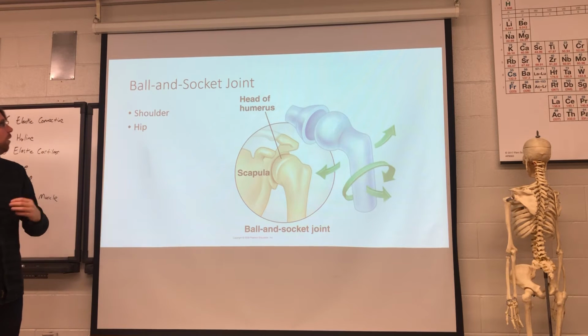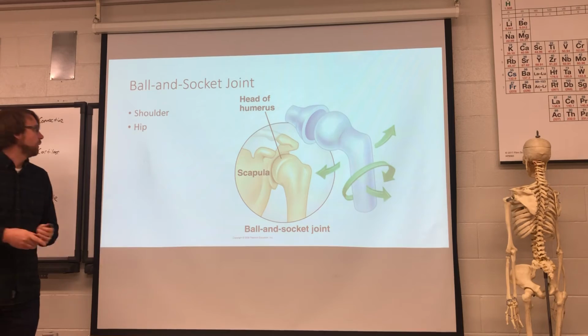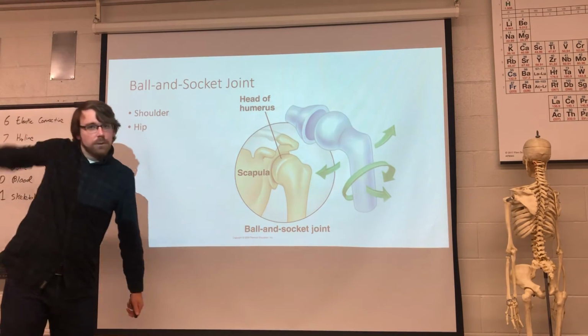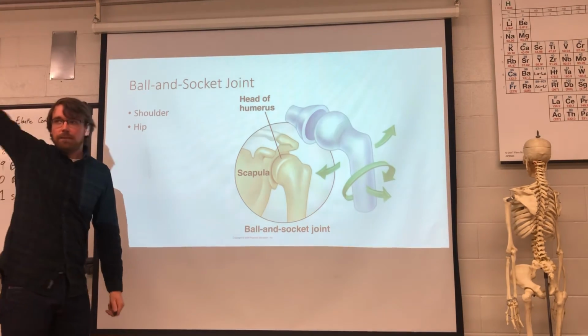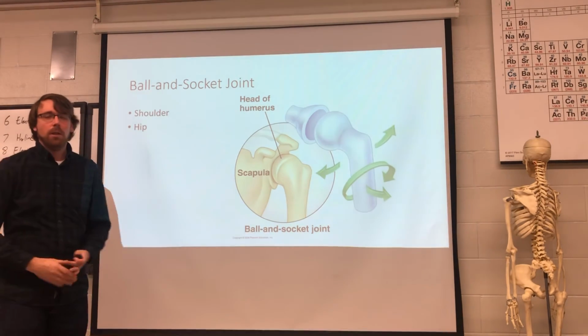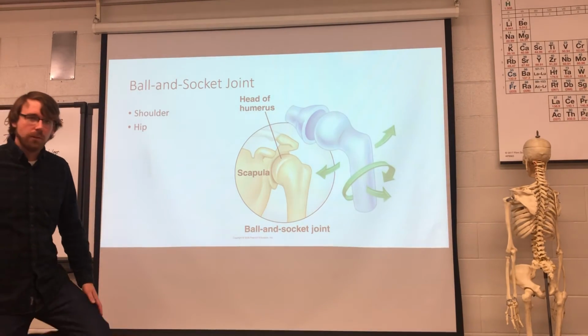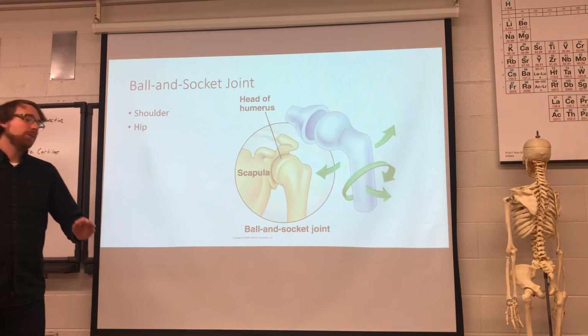Then you have ball and socket joints. You have two ball and socket joints. Your shoulder is a ball and socket joint. It has a fabulous range of motion. Your hip is a ball and socket joint, and I don't have as much range of motion there.